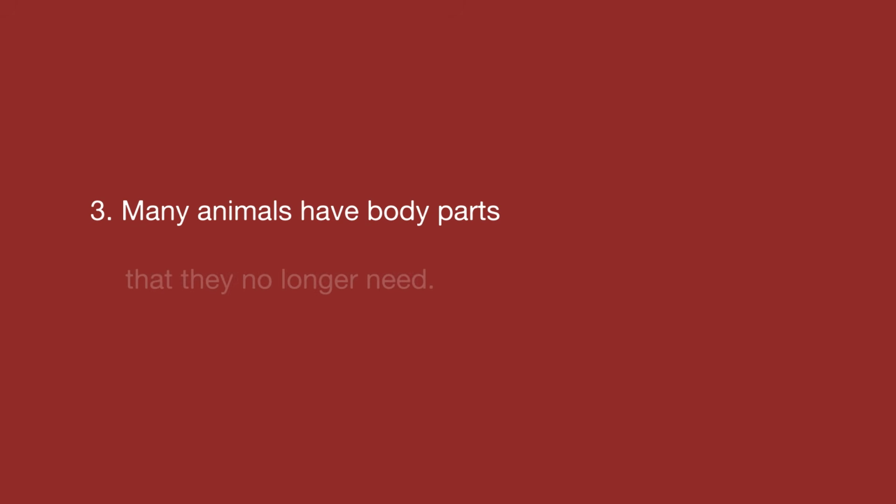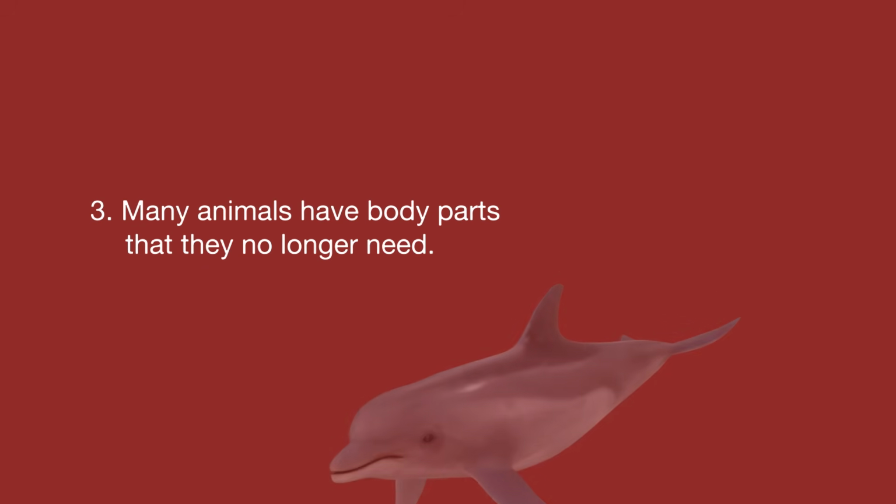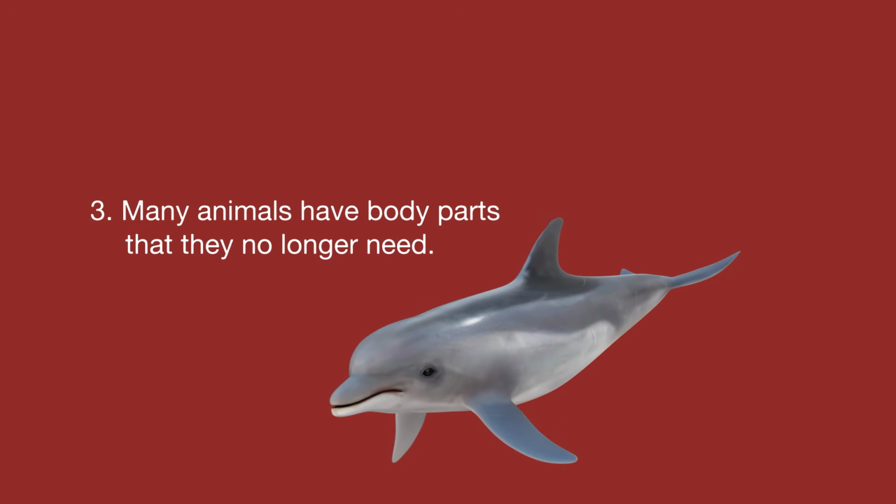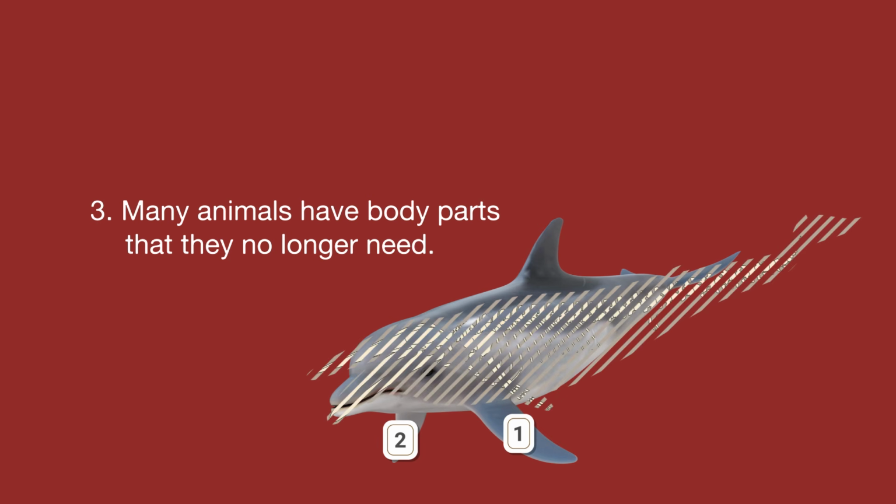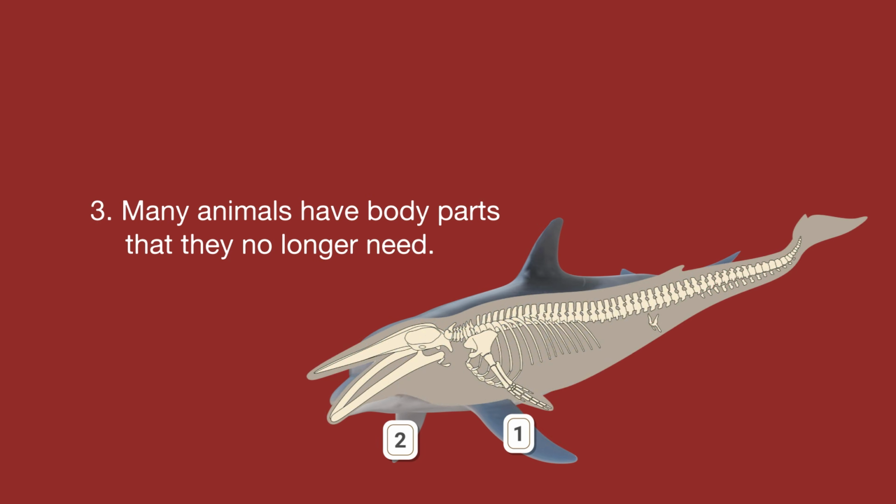Now, all this talk of faulty design brings me to reason number 3. Many animals have body parts that they no longer need. Take, for example, dolphins and whales. Unlike most mammals, dolphins and whales have only 2 limbs, their fins, instead of the usual 4. However, if you look at their skeletons, you'll find that they actually have bones for back limbs that they don't use. In fact, those bones are located entirely inside their bodies.